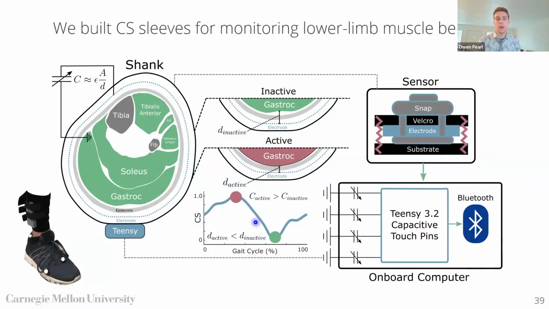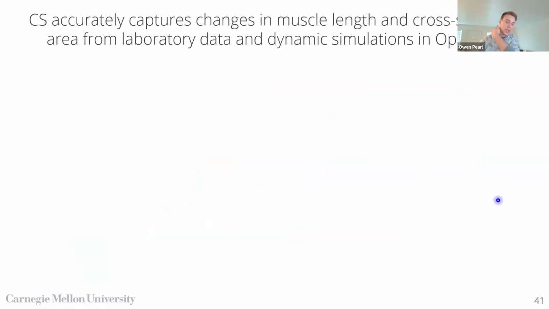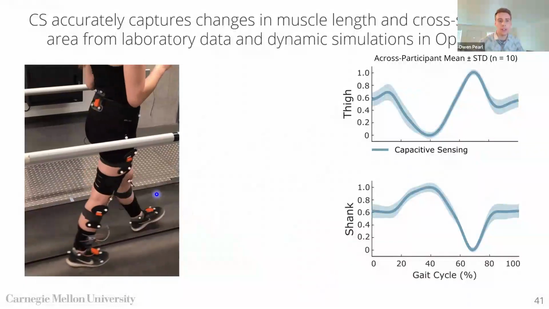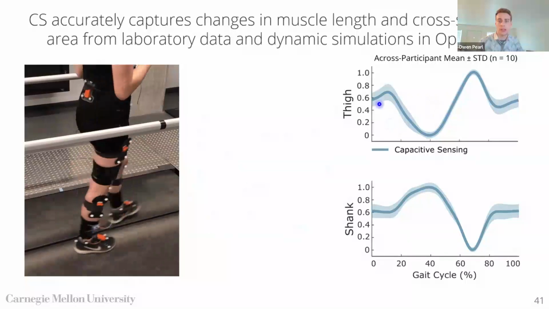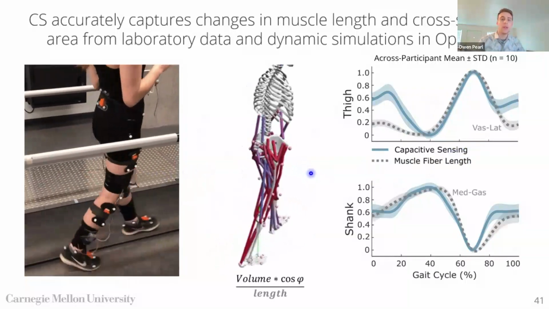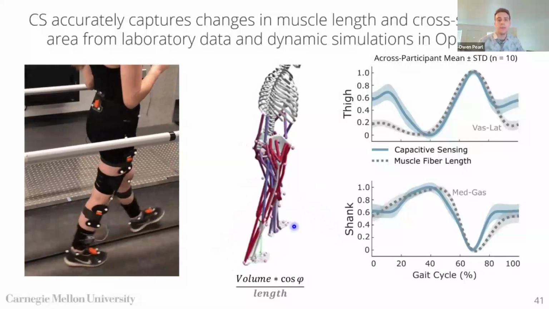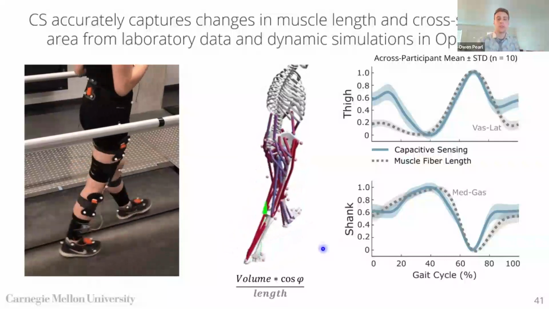So now that we have these cool capacitive profiles, are they actually useful for anything? What do they fundamentally tell us? So we wanted to test that hypothesis that we're actually measuring that change in cross-sectional area. And to do this, we can go into the marker-based motion capture lab. Here are the capacitive sensing sleeves on the body. You can see that the profiles across the subjects are quite consistent. And we can take our markers and scale a musculoskeletal model to the body, and we can now predict what the lengths of the muscles should have been to produce that motion.